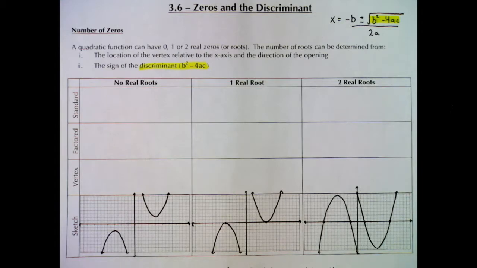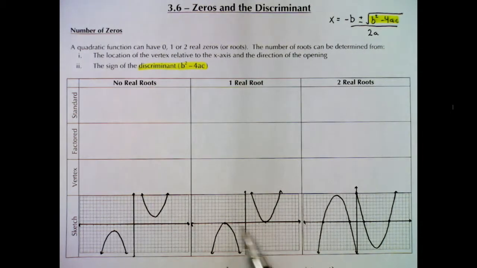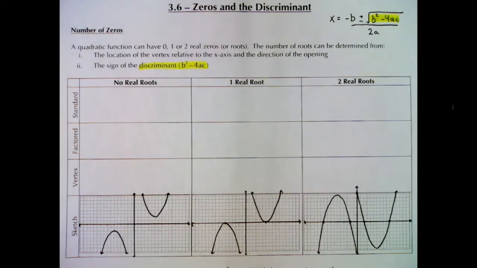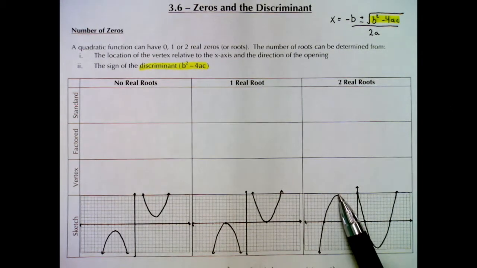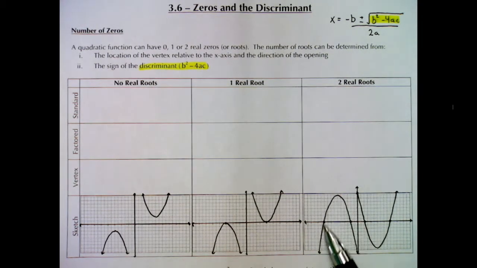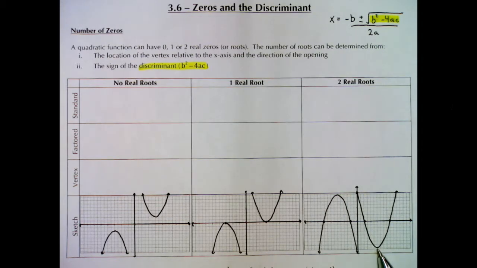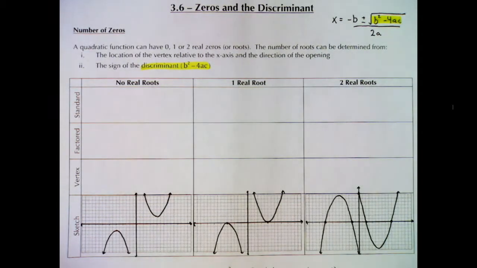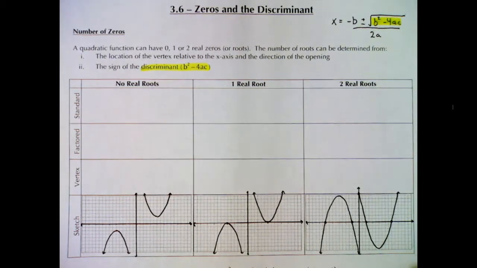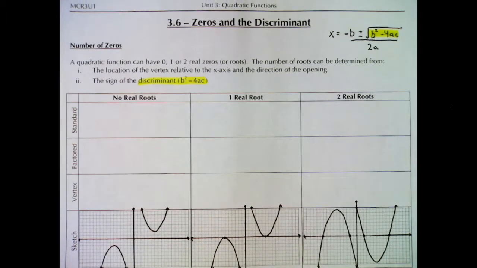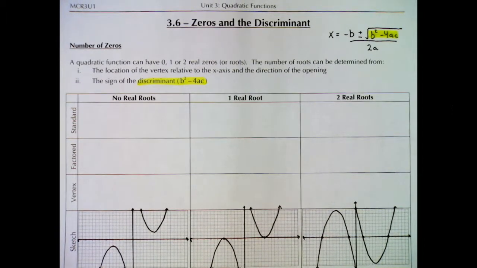Another option is we could have the vertex on the x-axis, and in that case it would only touch once. And our last option is the vertex could be above and the parabola could open down, causing two x-intercepts, or the vertex could be below and open up, also causing two x-intercepts. So the point of this lesson is to be able to look at any form of a quadratic and figure out how many zeros there are going to be.